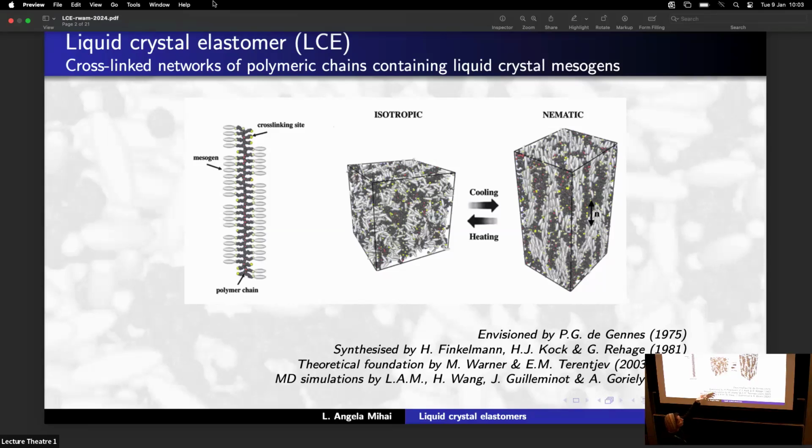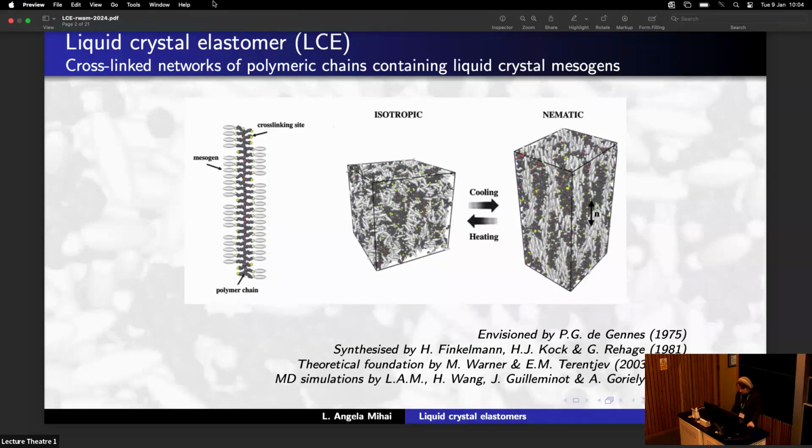So on the left, you see the isotropic state where the liquid crystal mesogens are randomly oriented. This is at high temperature, and then if you cool it enough, you get a nematic state where the mesogens tend to align, and I hope you can see the arrow there that will indicate the mean direction, the average direction of these molecules, giving you the so-called director. So this is an important concept in the theory of liquid crystals and liquid crystal elastomers.